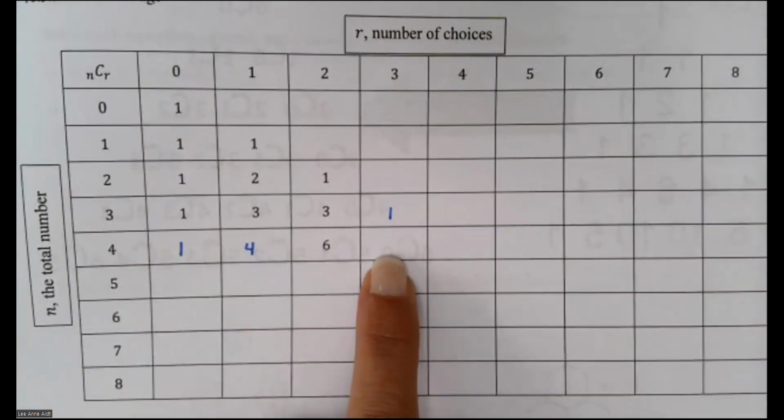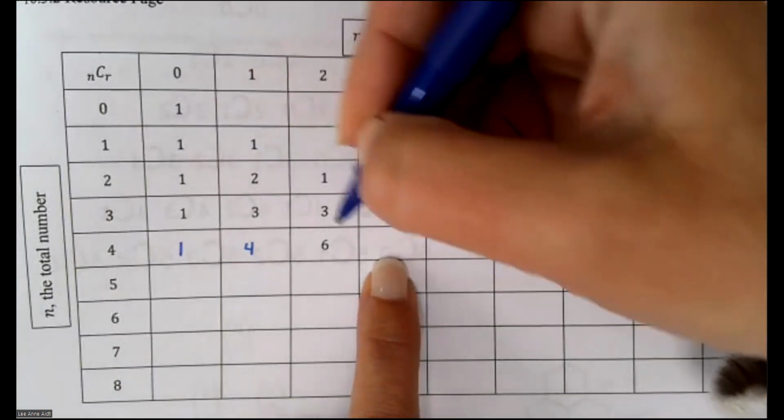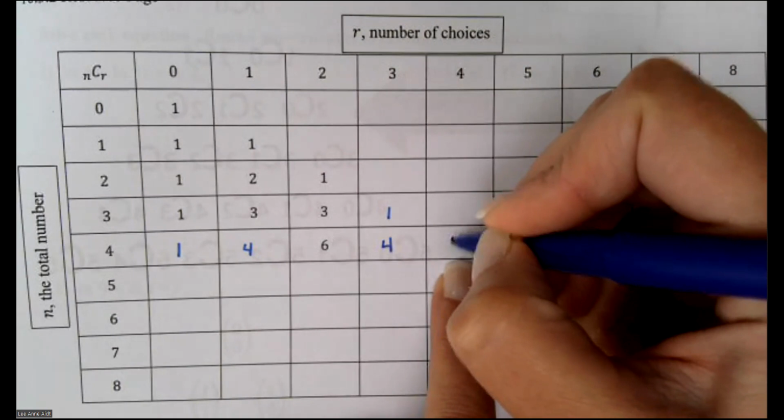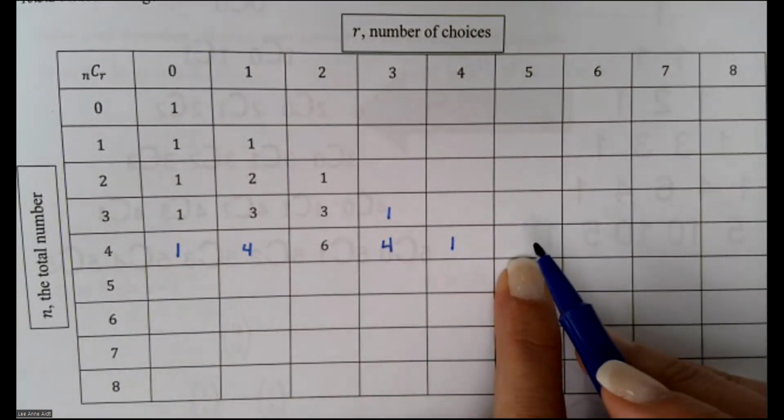Okay, 6. Take a look at the pattern in the table. What's this going to be? 4. Can you see the diagonal? 1, 2, 3, 4. And then this is going to be 1 again. And will this be a thing here? Does 4C5 exist? No.